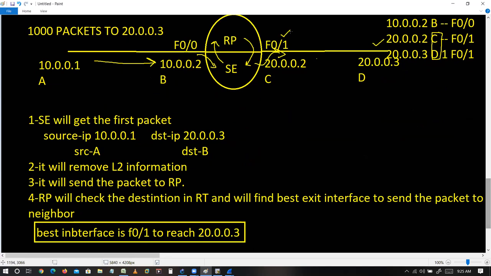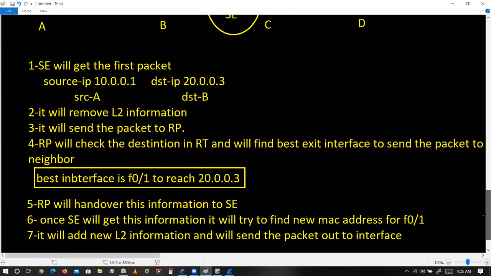Atif Akram, any doubt in this process? No. Just check the steps again. Okay, just tell me if you have any doubt so I can explain again. No problem. Just check these conditions.